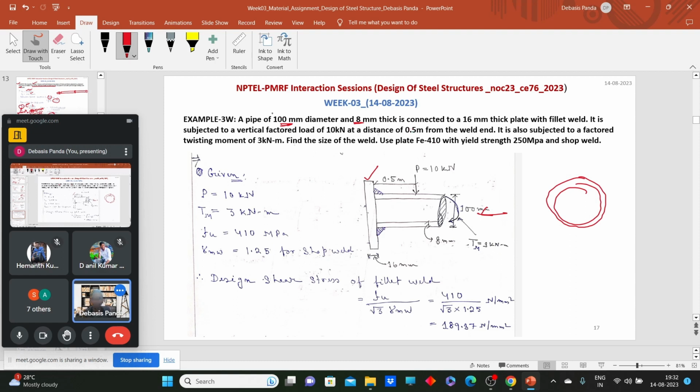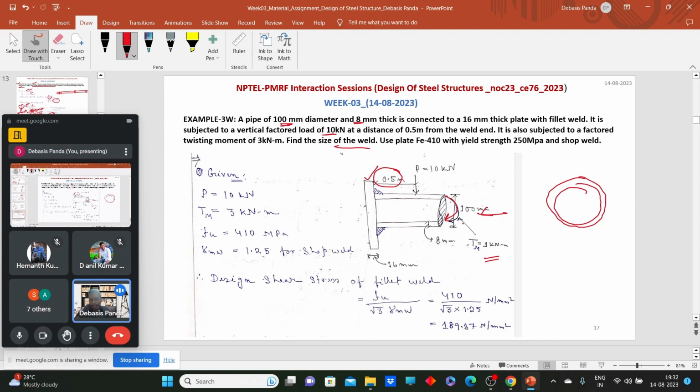Now, what they said, it is subjected to a vertical load of 10 kilonewton at a distance of 0.5 from the weld end, and also subjected to a twisting moment. This is the twisting moment of 3 kilonewton meter. Now find out the size of the weld. What size of the fillet weld should we provide to make this joint safe? So what should we need to do?